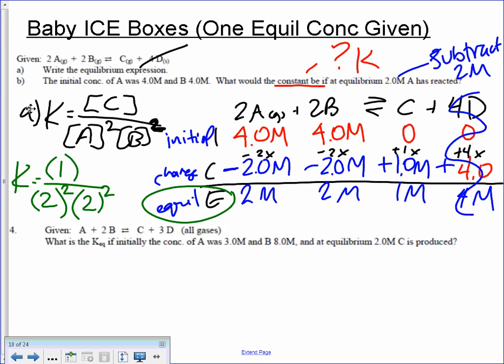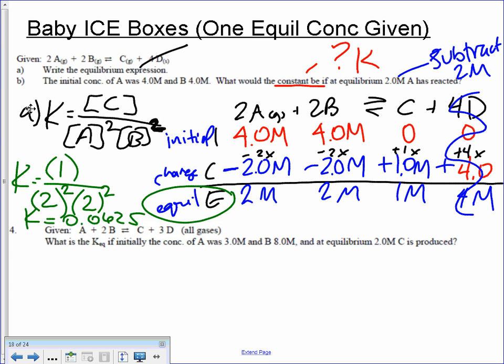Whatever it is, it's below 1. So the K value is 0.0625. There we go. It's much less than 1, so reactants are highly favored.